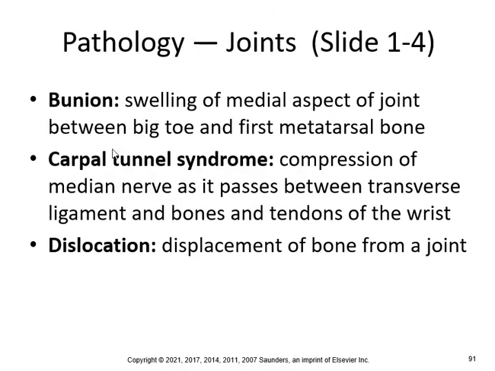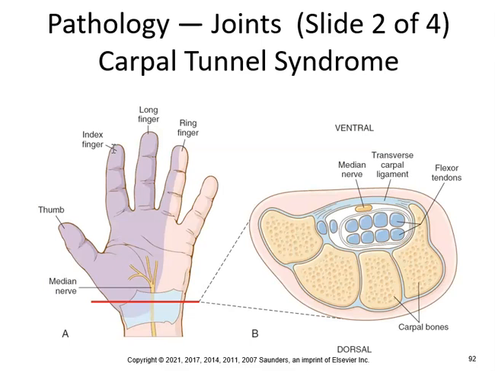Okay. Now the bunion, women get mostly bunions because they've had too tight shoes or the way high heels. So bunion is a swelling of the medial aspect of the joint between the big toe and first metatarsal. You've heard of carpal tunnel syndrome, which is compression of the median nerve as it passes between the transverse ligament and bones. And then dislocations or displacements of bones from a joint. Here's what carpal tunnel, people can say that they had numbness and tingling in there.